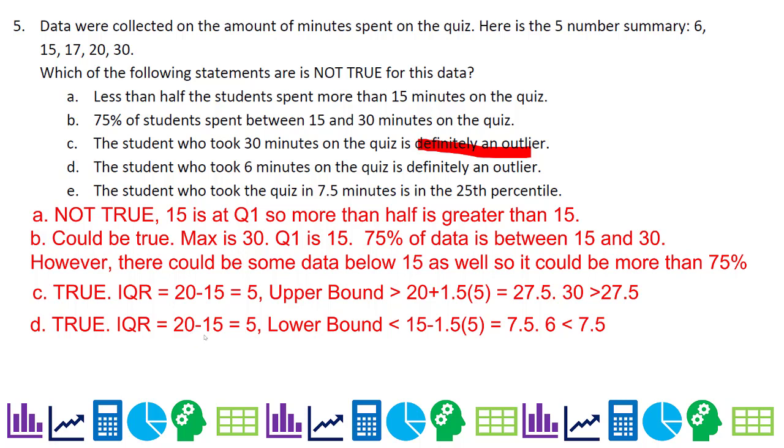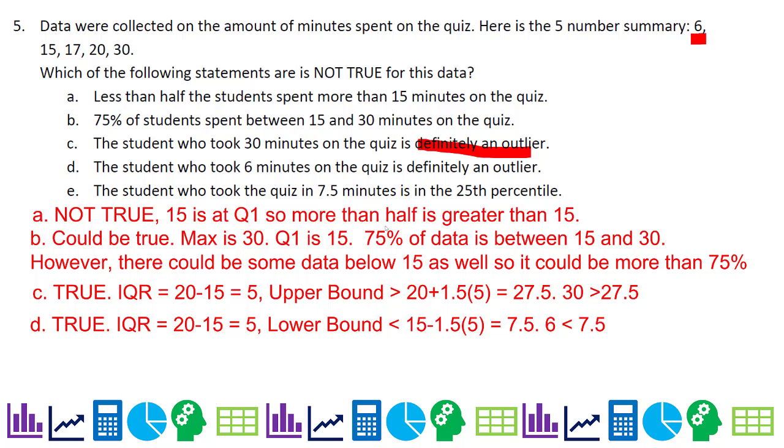Let's see, do I have Q1? That's the wrong number, isn't it? Give me a second. Oh, I fixed it here. That's the IQR, that's fine. 15 minus 1.5 times 5 equals 7.5. And 6 is definitely below 7.5, so we definitely have an outlier there.